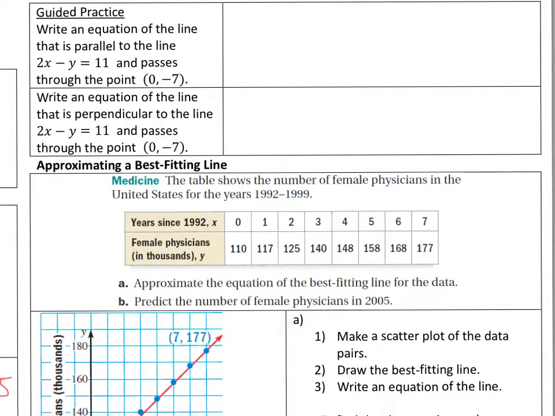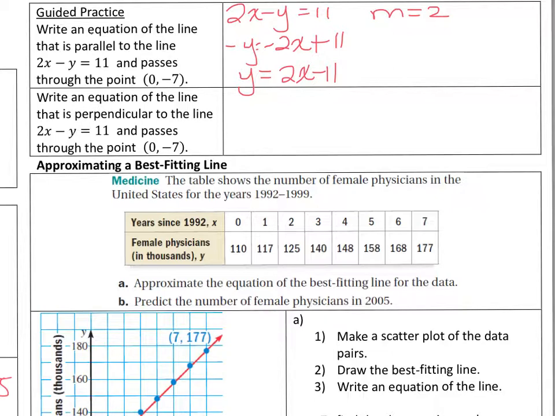Let's practice. Okay, now if I give you the equation in standard form, you need to change it into slope-intercept form to find the slope and the y-intercept, so we got m equals 2 and b equals negative 11, but we don't need to know that. We don't need that piece of information for this type of problem. We're looking for the equation of the line that is parallel to the given line.